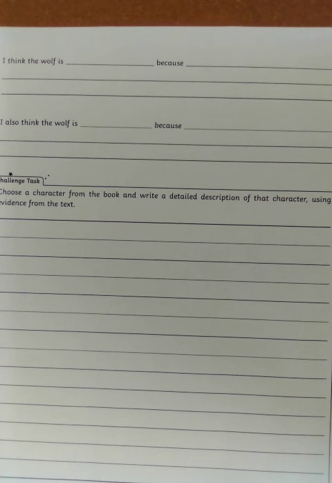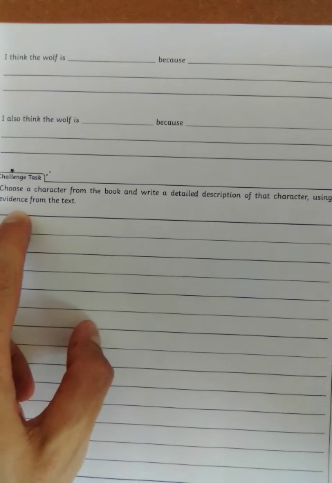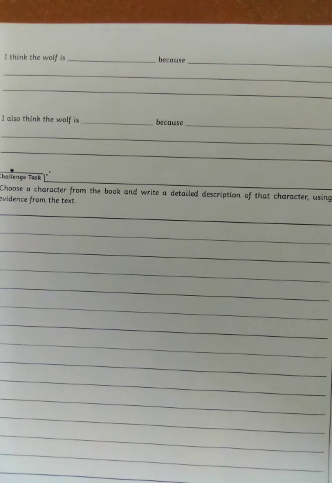Then you have the challenge task if you're feeling up to the challenge. You can choose any character from the book and you can write a detailed description of that character. But you must use evidence from the text. Again, don't go making it up. Use what you've learned from the story to create a detailed description of the character.